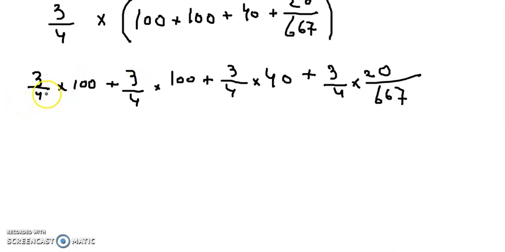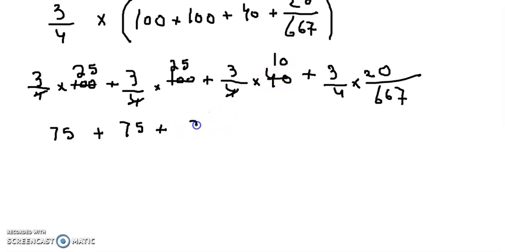So if we divide 100 by 4, we will get 25, and 25 times 3 is 75. In the next, we repeat the same, and the result will be the same. So 75 plus 75 plus, here we know that if we divide 40 by 4, we get 10, because 4 times 10 is 40. 10 times 3 is 30.